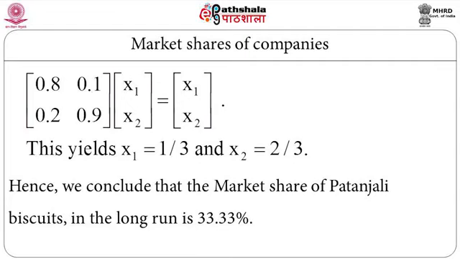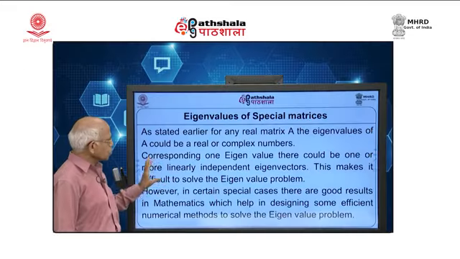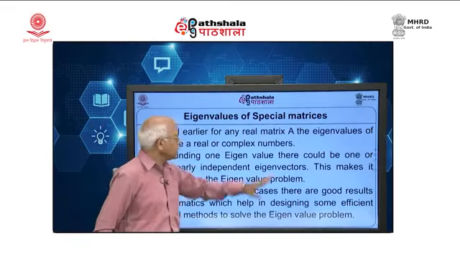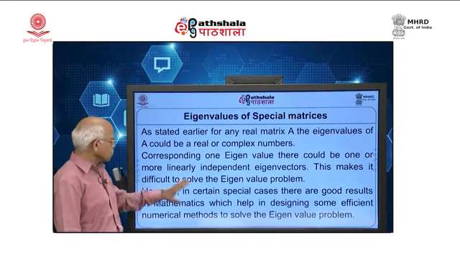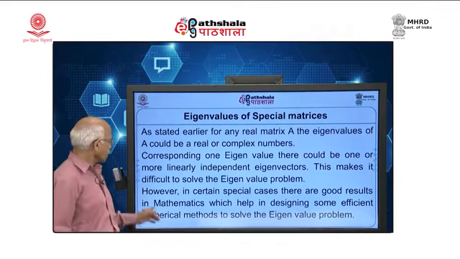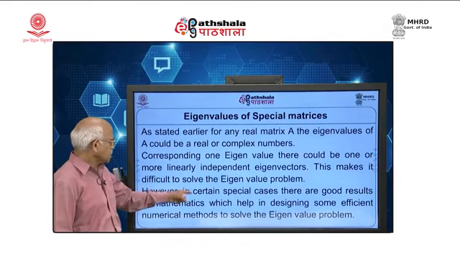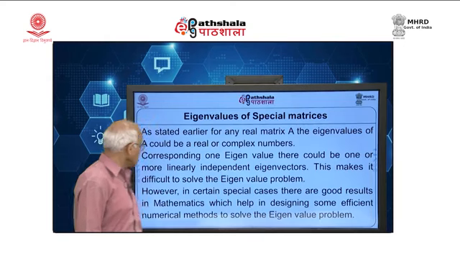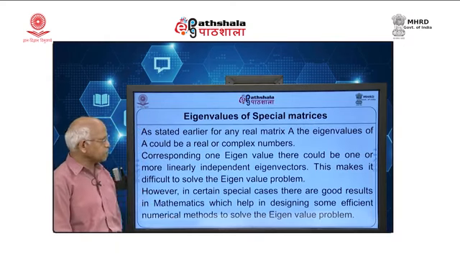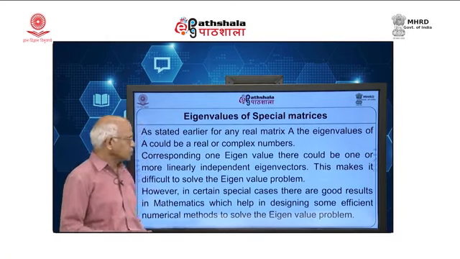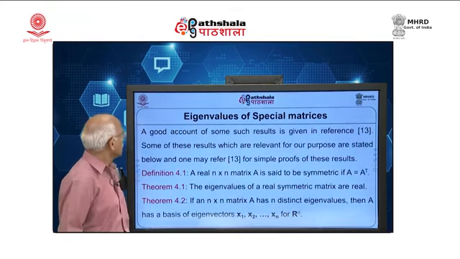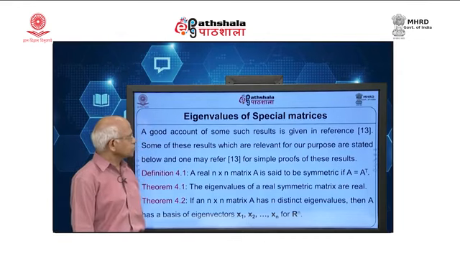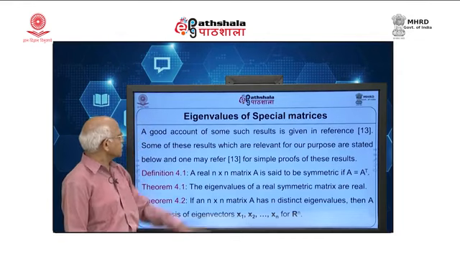Now, we are talking about some results on eigenvalues and eigenvectors of special matrices. As stated earlier, for any real matrix A, the eigenvalues of A could be real or complex numbers. Corresponding to one eigenvalue, there could be one or more linearly independent eigenvectors. Thus, it makes it difficult to solve the eigenvalue problem. However, in certain special cases, there are good results in mathematics which help design efficient numerical methods for solving this eigenvalue problem. A good account of some such results is given in reference 13.